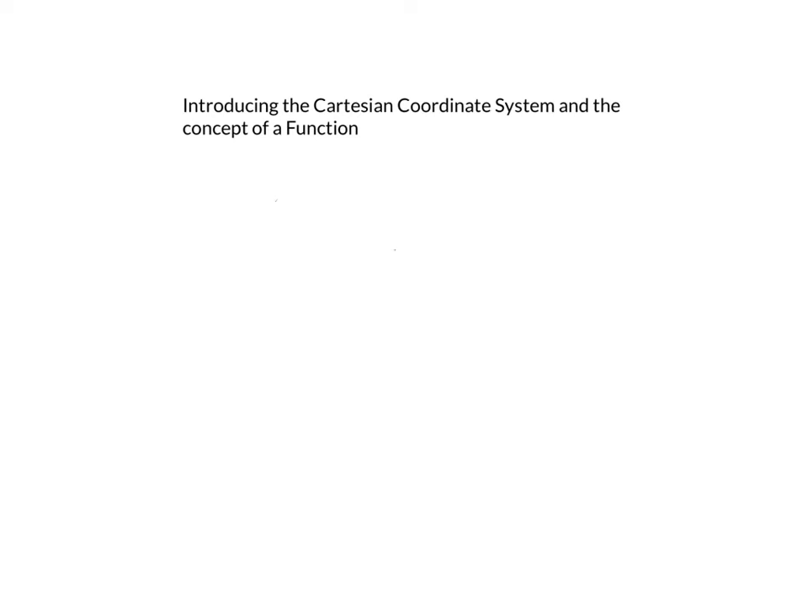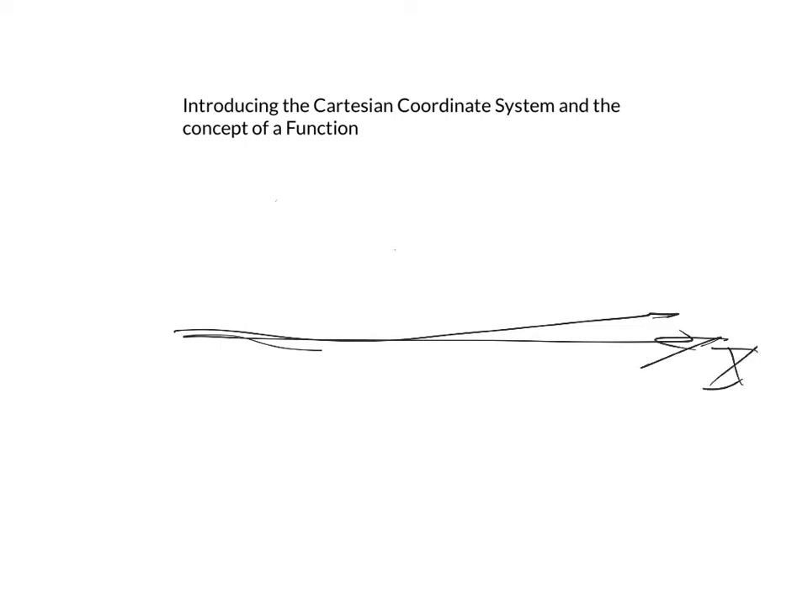Good afternoon. Today I'd like to talk about the introduction of the Cartesian coordinate system and the impact it had on the concept of a function. And so it all began with René Descartes, French mathematician in the 1600s, when he took two number lines and the horizontal one he called the x-axis, and the vertical one he called the y-axis.